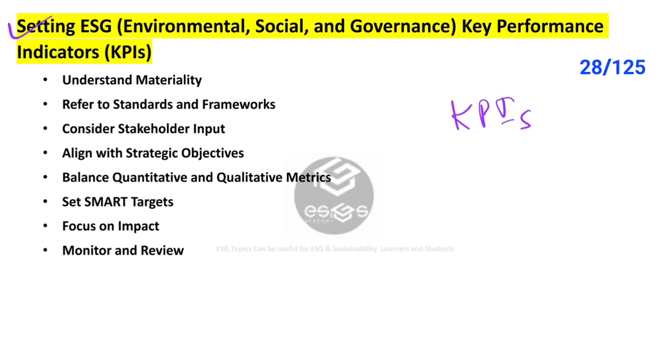So how can we set it? Let us go one by one. Understand materiality. First, identify ESG issues that are most material or relevant to the organization and stakeholders. Consider conducting a materiality assessment to prioritize key areas for measurement and improvement.